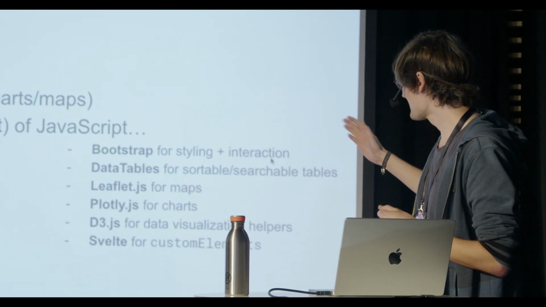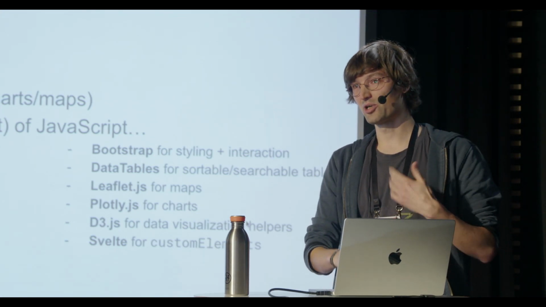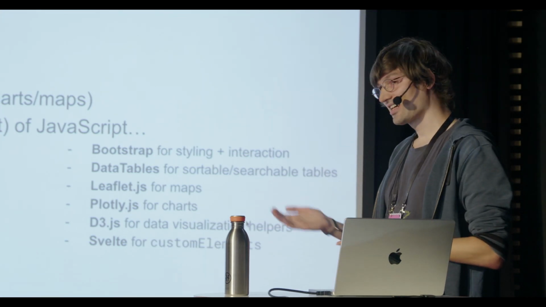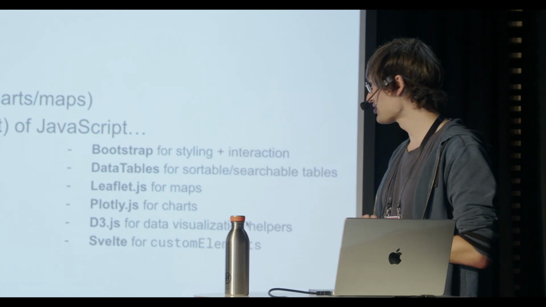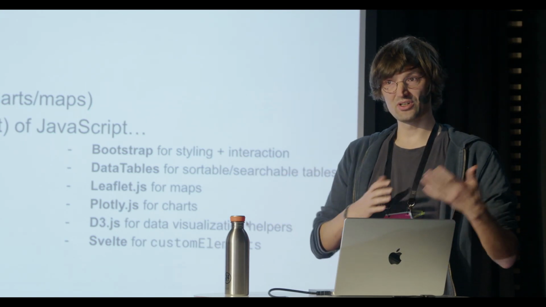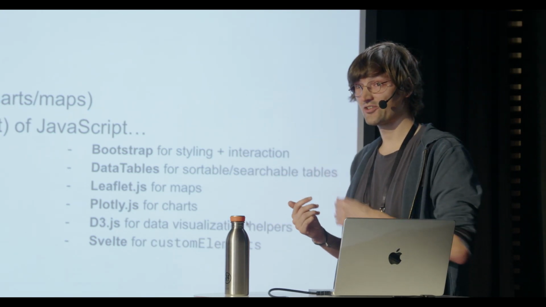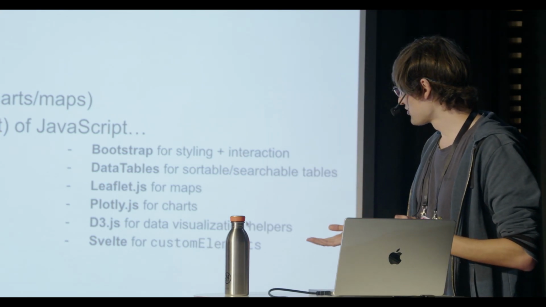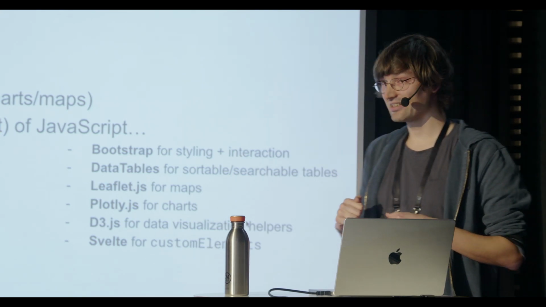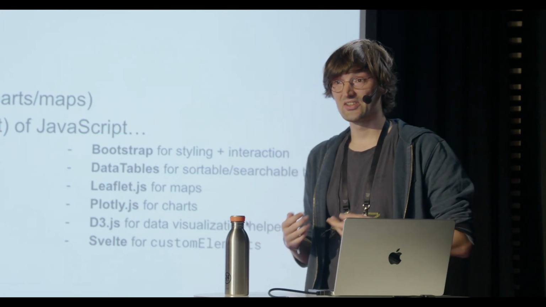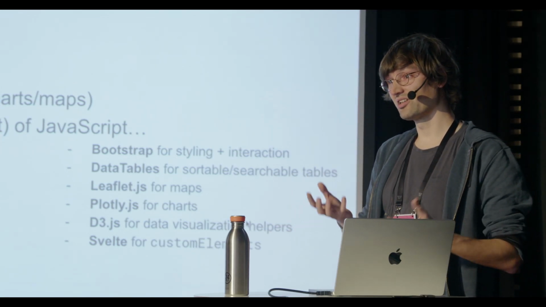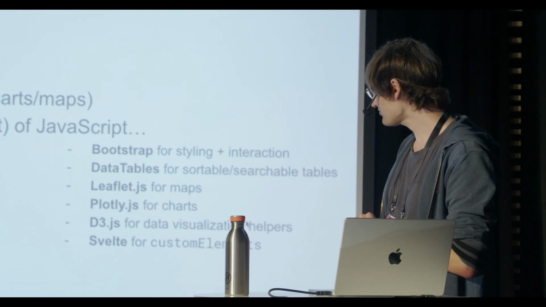I have Bootstrap for styling and interaction, for example, pop-ups and modals. I have DataTables for dynamically sorting and filtering tables. I have Leaflet, which we heard about before, for the dynamic map parts. I have Plotly.js for time trend charts and stuff like that, and a little bit of D3. And I also use Svelte to create custom elements, which is quite a lot. So I need some way to handle all that dependency stuff.